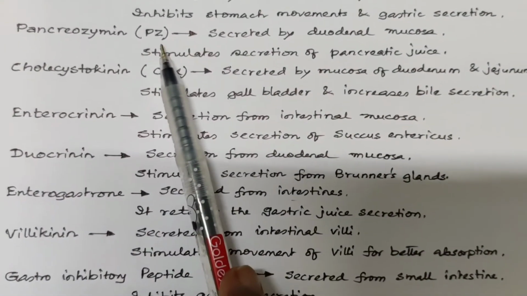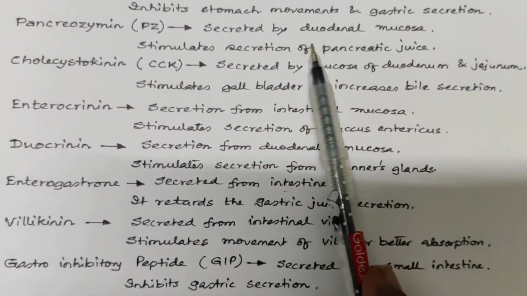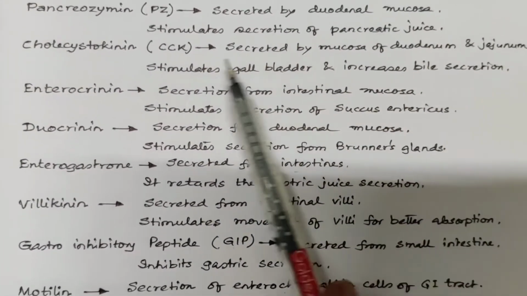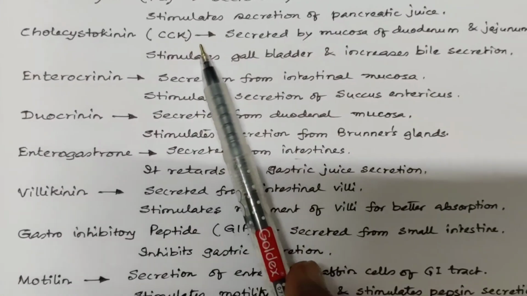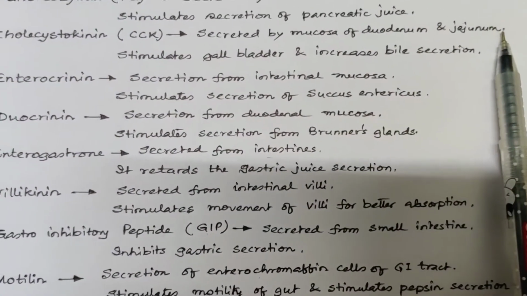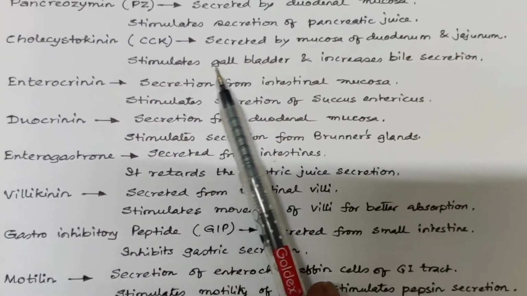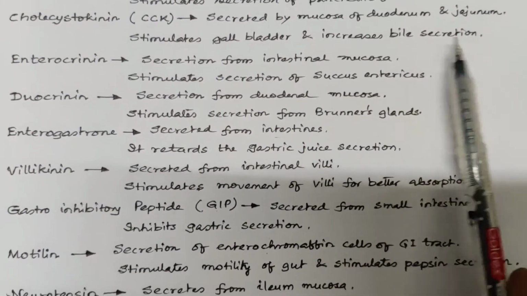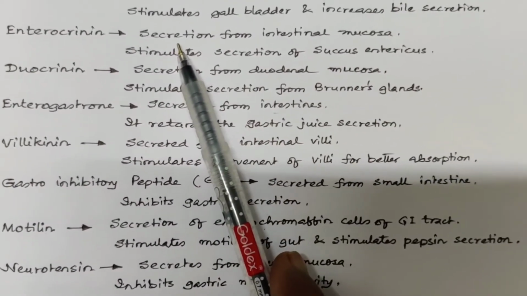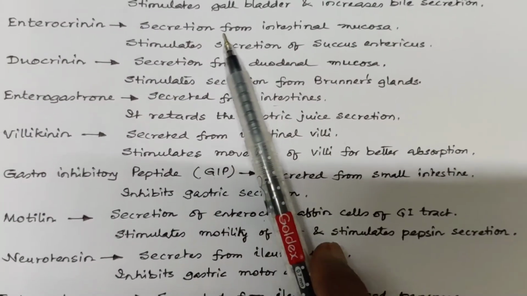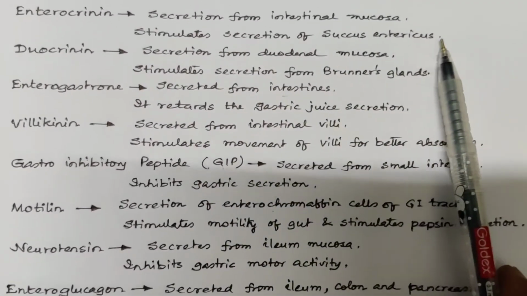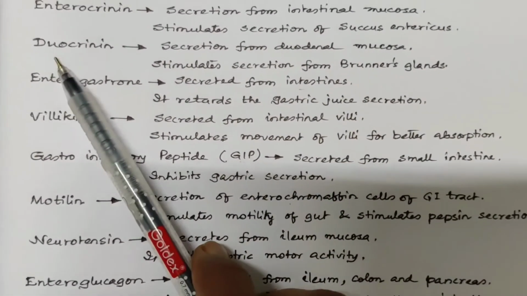Then we come to pancreozymin, PZ. Secreted by the duodenal mucosa, it stimulates secretion of pancreatic juice. Cholecystokinin or CCK is secreted by duodenal mucosa and even jejunal mucosa. It stimulates gallbladder and increases bile secretion. Then we come to enterocrinin. This is secreted from the intestinal mucosa. It stimulates the secretion of succus entericus or intestinal juice.